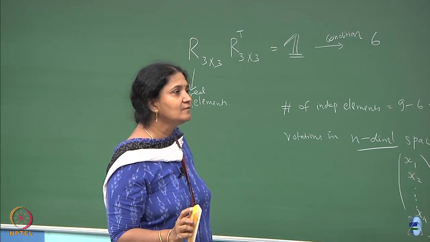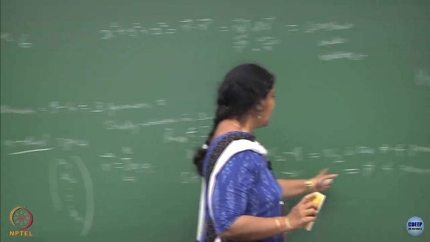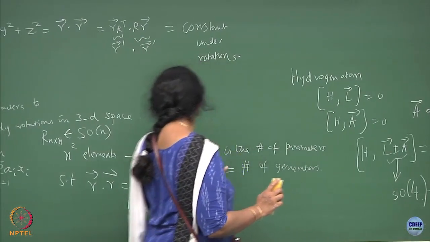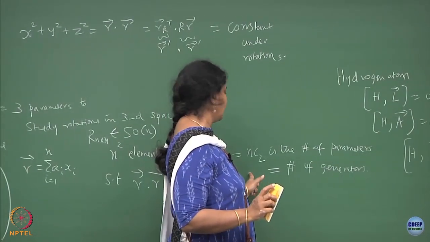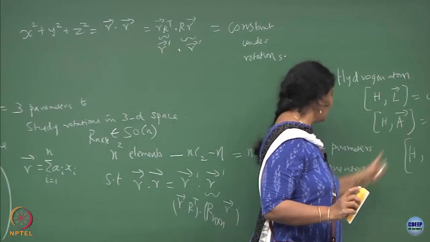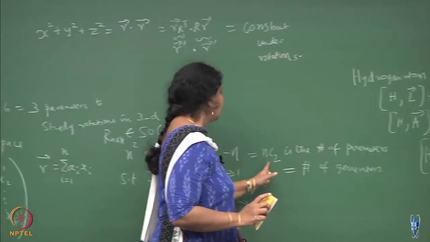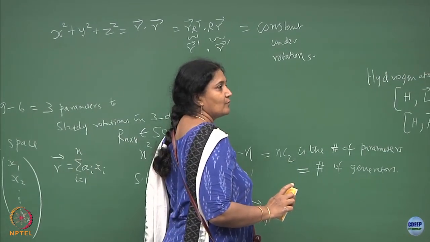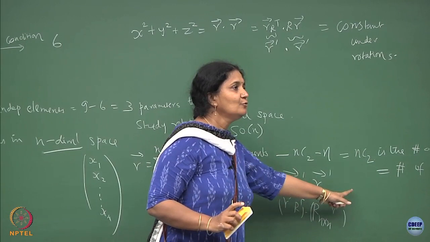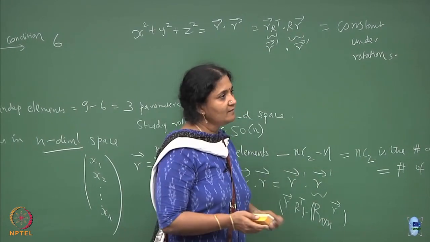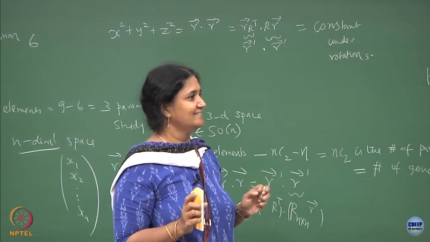Where are the 6 components? Yeah, so I argued with you that NC2 decides for you the number of parameters of the SON group. This is also equal to the number of generators. There are 6 generators; NC2 will give 6 only for n equal to 4. So n equal to 4 is what will give you 6 generators. Is that clear? The number of generators is not the n of SON.